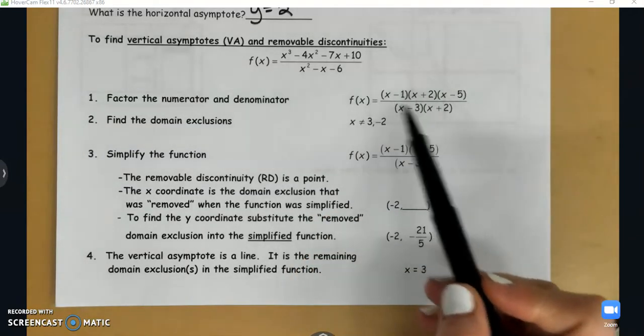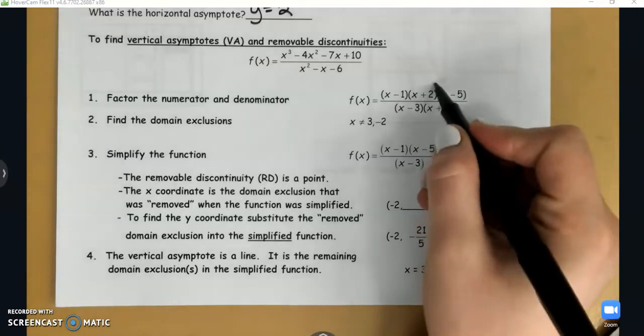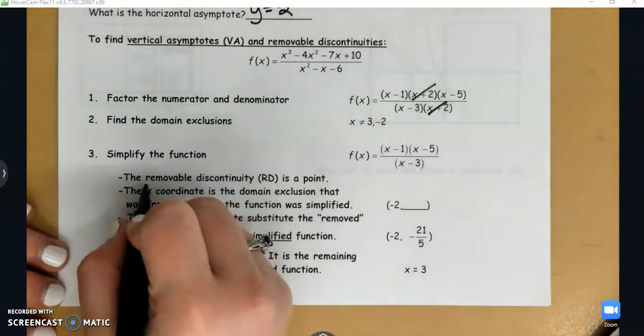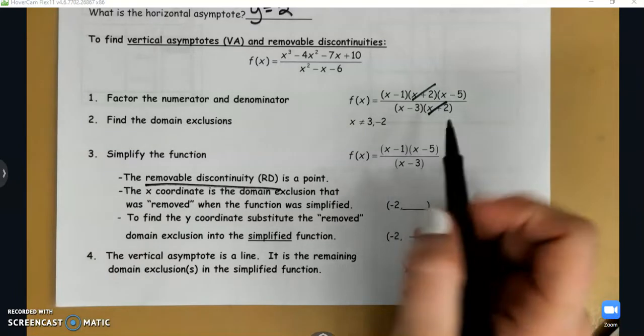Now, if I look at what I have factored, I have a common factor of x plus 2 that I can simplify. This is called a removable discontinuity, or RD. That's the removable discontinuity.